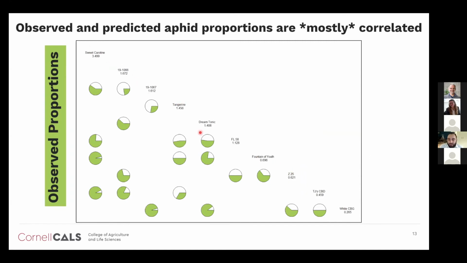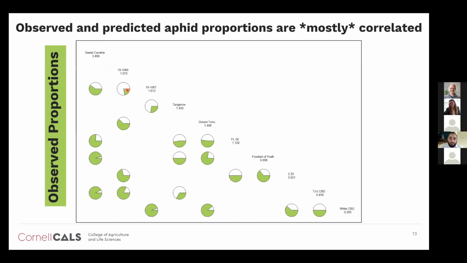On the diagonal here, we have our 10 different genotypes. And at the intersection of 2 genotypes, there's a pie chart that shows the distribution of aphids on those 2 leaves. So for example, here we've got Sweet Caroline compared to 191067. Maybe it's 60% of the aphids were on Sweet Caroline and 40% were on 191067. Also, underneath each genotype, I have the preference score that was derived from the model using this count data. So those scores range from 3.5 down to 0.26.